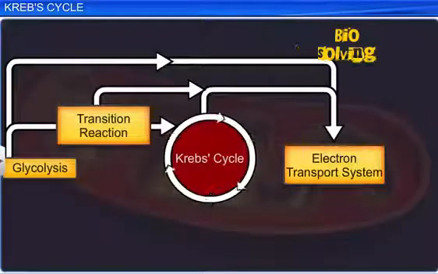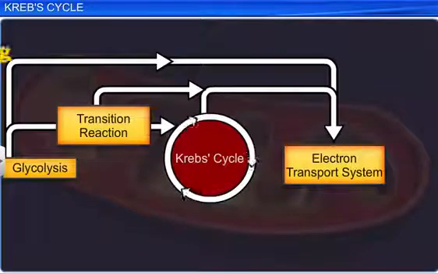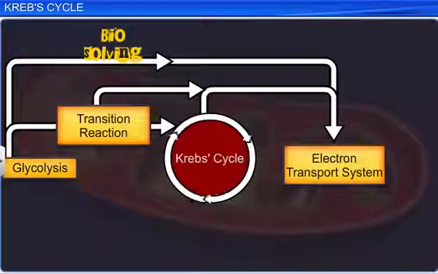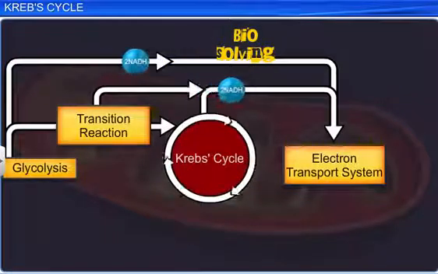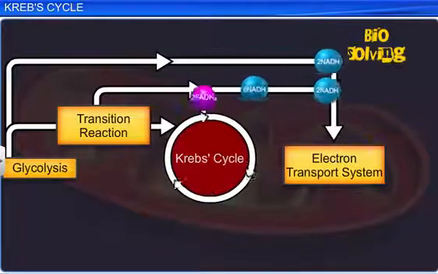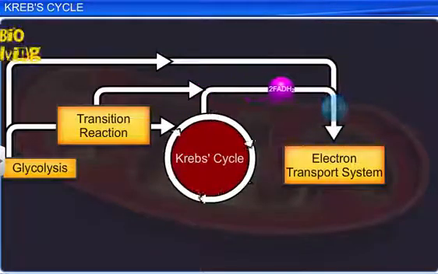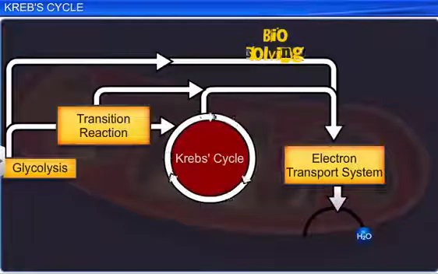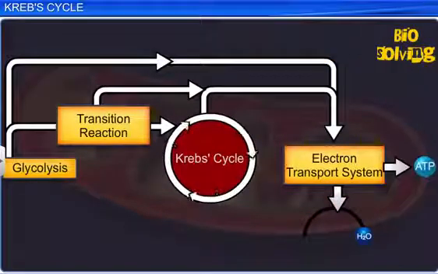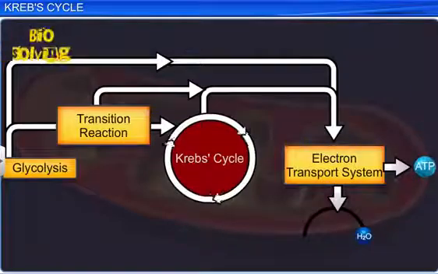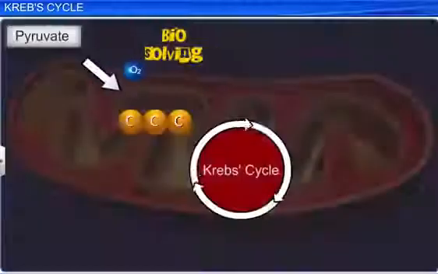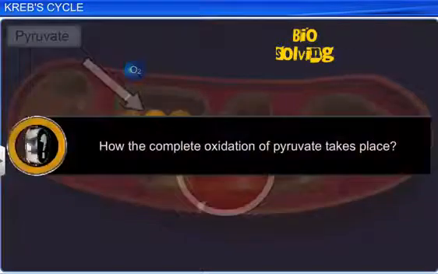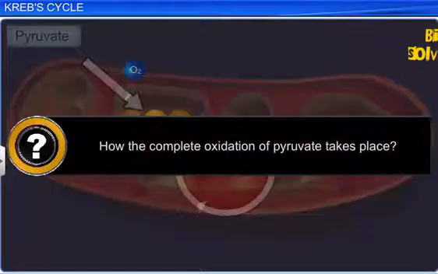It also involves the transfer of hydrogen ions and electrons from the coenzymes NADH plus H plus and FADH2 to oxygen in the electron transport system, or ETS, for ATP synthesis. Now, let's see how the complete oxidation of pyruvate takes place.